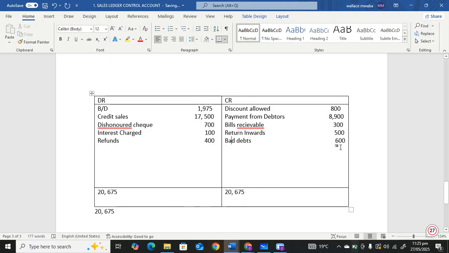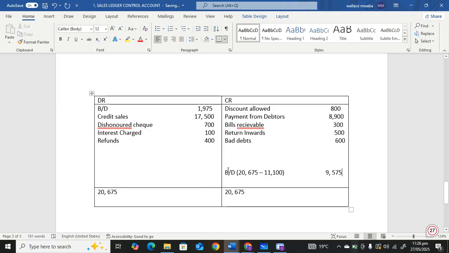Then on the credit side, since it's the smaller side, you say balance carried down. Okay. So you're going to do that: 20,675 minus what was that? The credit balance that you got again? 11,100, yes. So 20,675 minus 11,100 is 9,575.